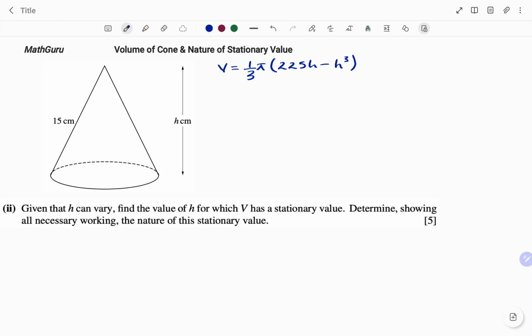For the second part of the question that says, given that h can vary, find the value of h for which V has a stationary value. To find the stationary value, we equate the first derivative to 0. So before I do that, I'm going to expand what I have. I have the term outside the bracket multiplying the terms in the bracket. So I have my volume equals 1 over 3 pi h times 225 minus 1 over 3 pi h cubed.